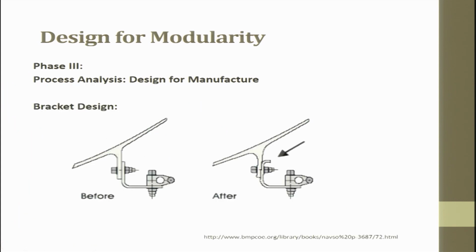Here you can see a bracket design which was done before, and now you can see how it is done after. There is a change in the design. The bracket design is changed such that it helps in fastening. Earlier it was very difficult because we could not hold the part, and now because of this flap which is given, we can hold the part and do the assembly very fast. This is done based on phase 3 analysis, which is part of design for modularity.